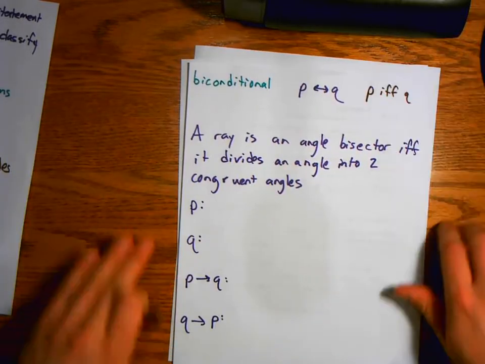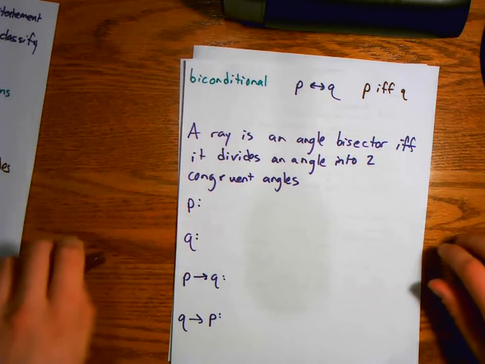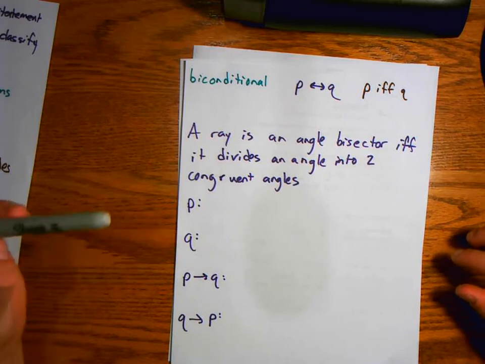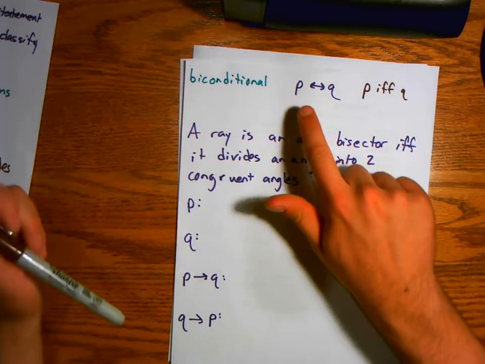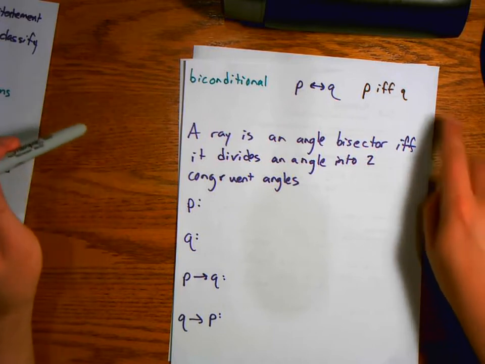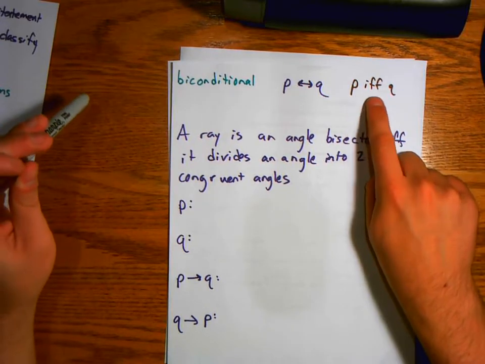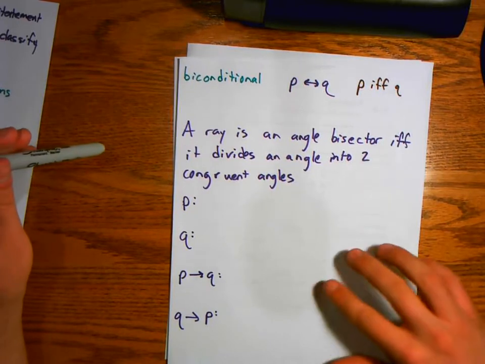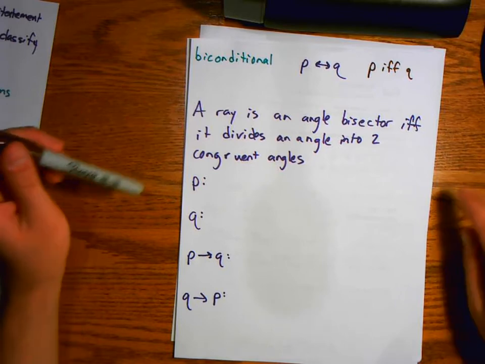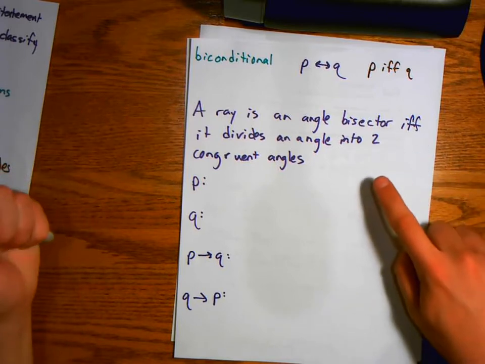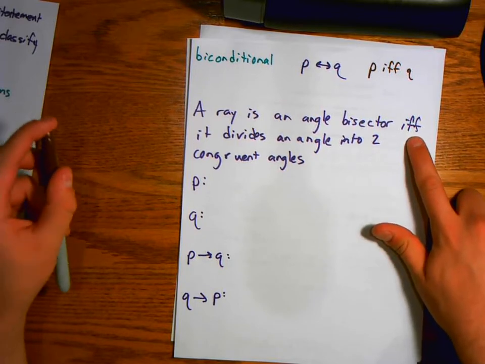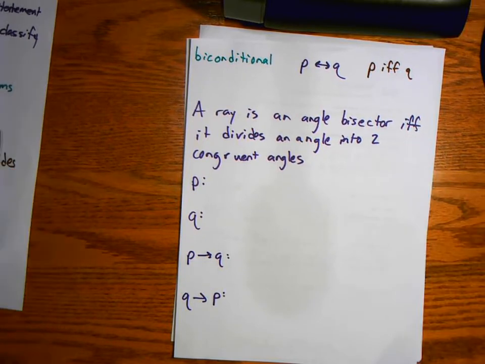Now the symbols we will use in order to differentiate between some of the other conditionals, converses and contrapositives is a P and a Q with an arrow pointing in each direction. And this tells us that the biconditional is P will happen if and only if Q happens. So here is another example: a ray is an angle bisector if and only if it divides an angle into two congruent angles. This is a biconditional statement since we have an if and only if statement already in there.